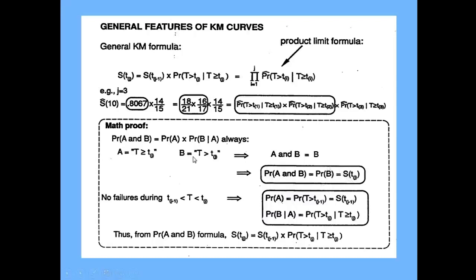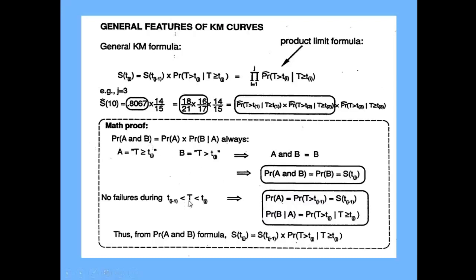And then, with a little thinking about it, the probability of B given A is the probability of surviving past Tj, given that you survived up to Tj. And it works out that that's the formula for it. It comes from this, so you may want to look at that and think about it some more. But it comes from the simple relationship of the probability.